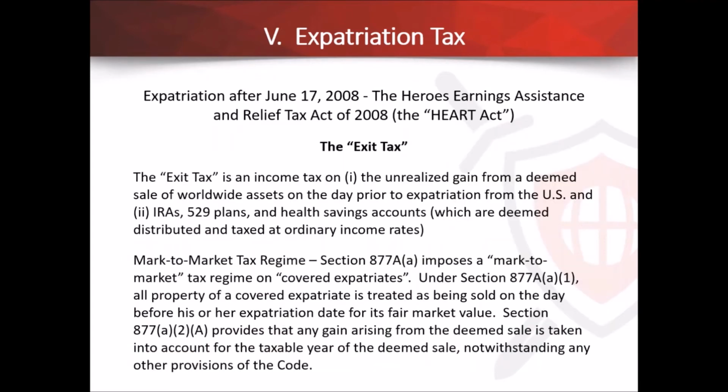Just to give you a little bit of background, the current expatriation tax was passed in 2008. And it's now found under 877A. Depending on when you expatriated, there are two regimes. If it's a date prior to 2008, the old 877 might apply. And if it's after, it's 877A. And they're very different. You're not going to see much of the old one now because so many years have passed. You're probably not going to be dealing with people who left before '08.